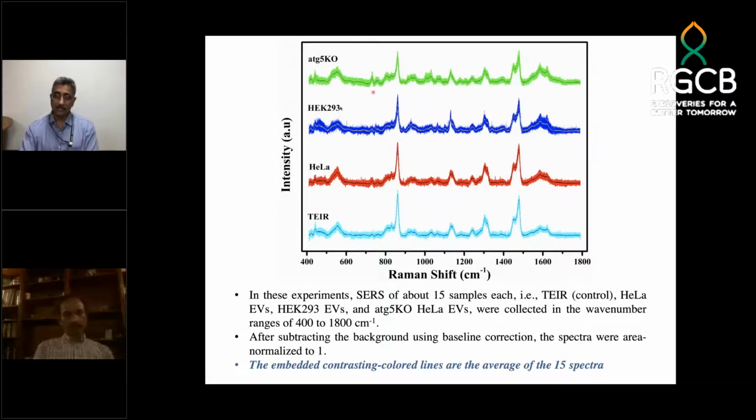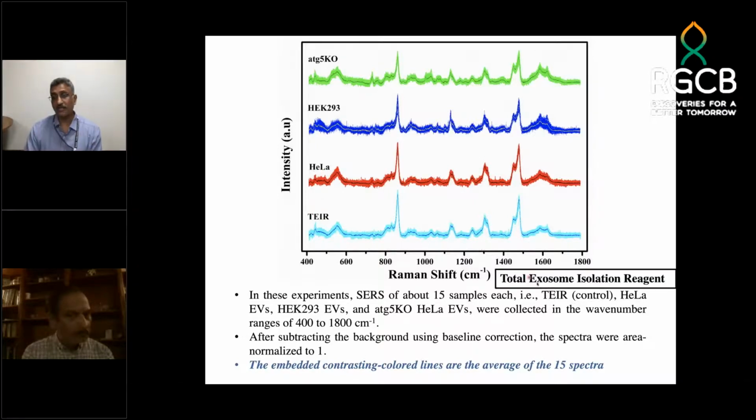Now here is a Raman of three different cell lines, and this is the total exosome isolation reagent, which gives you a similar spectrum. By the way, each of these data is a collection of 15 different samples, and the average is given in this line, showing that the repeatability is very, very high.